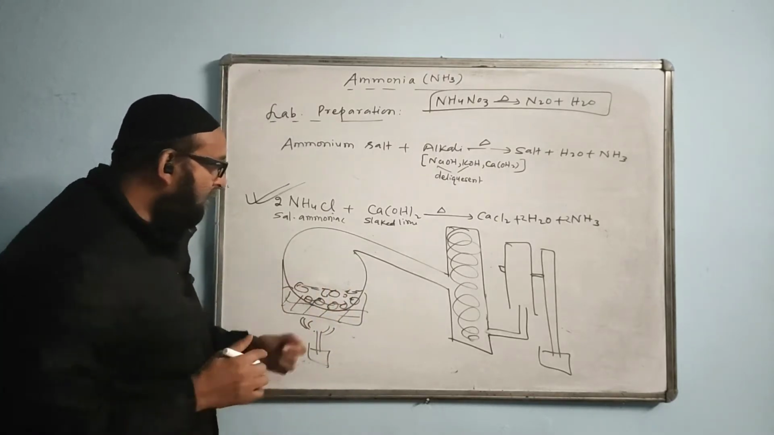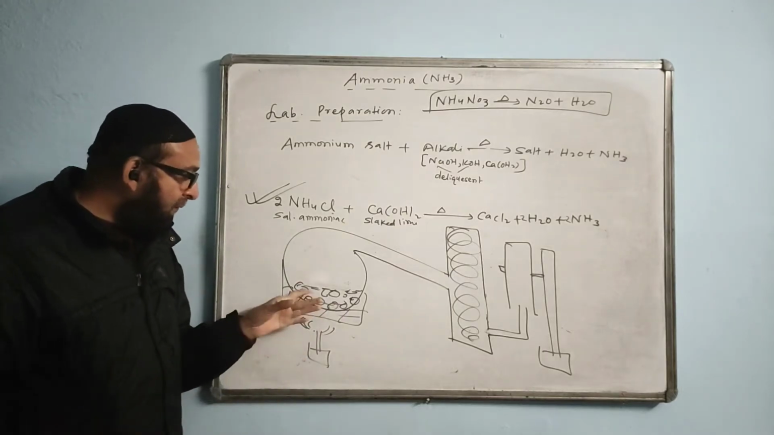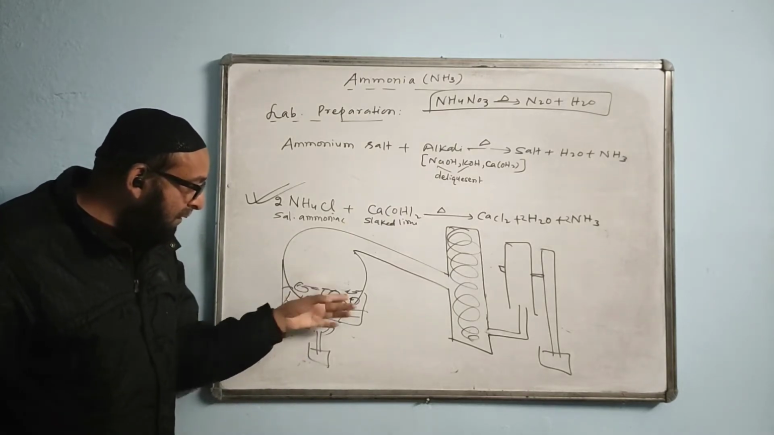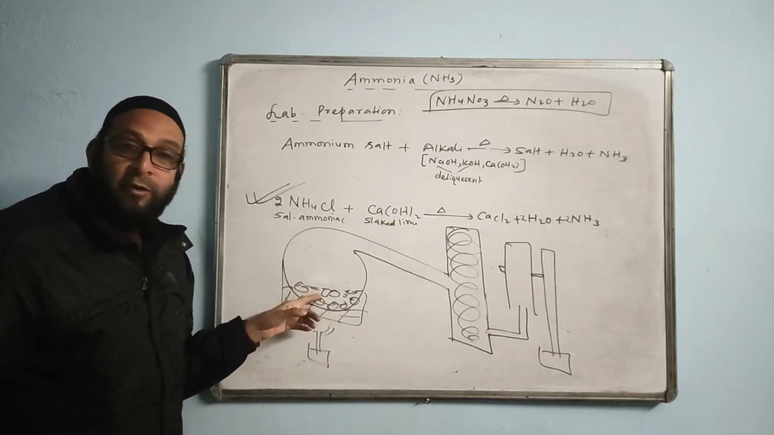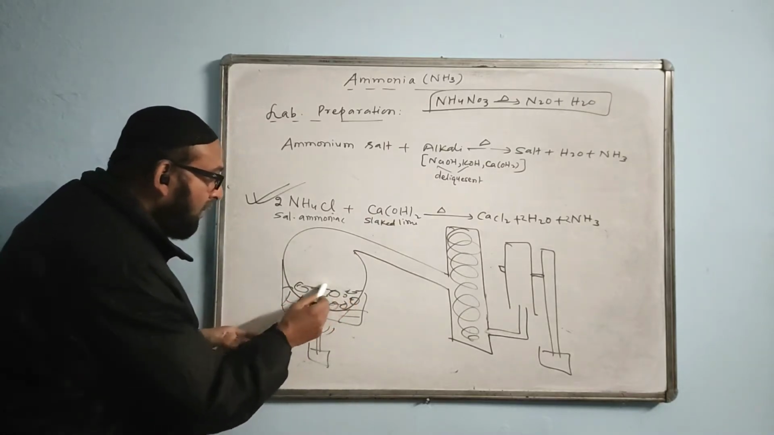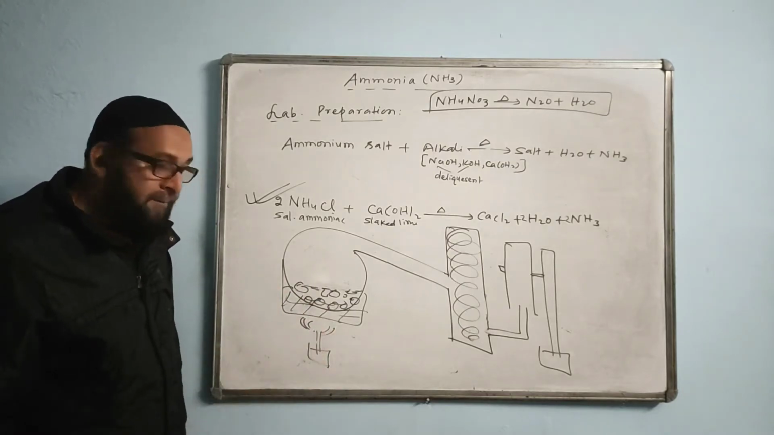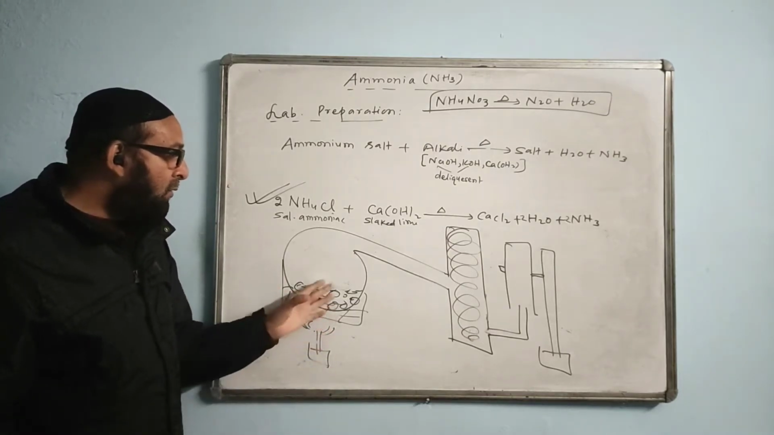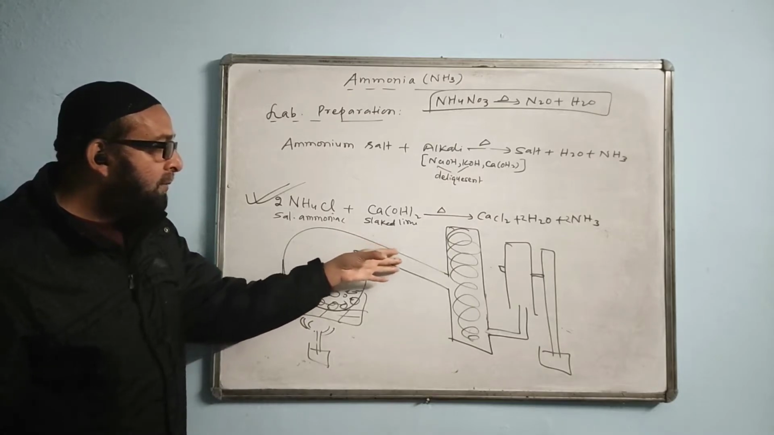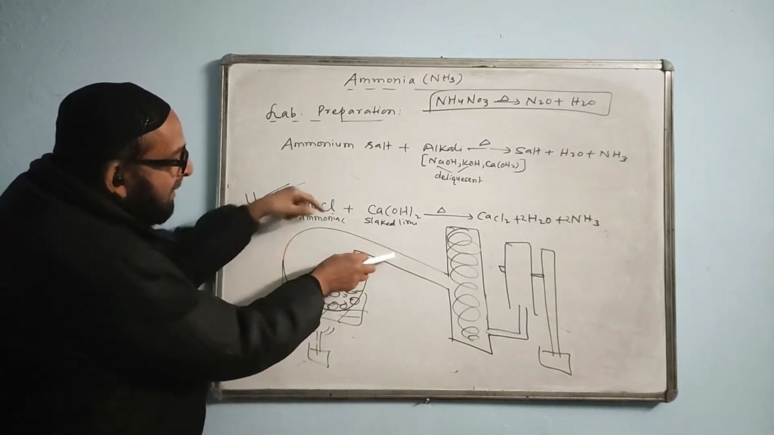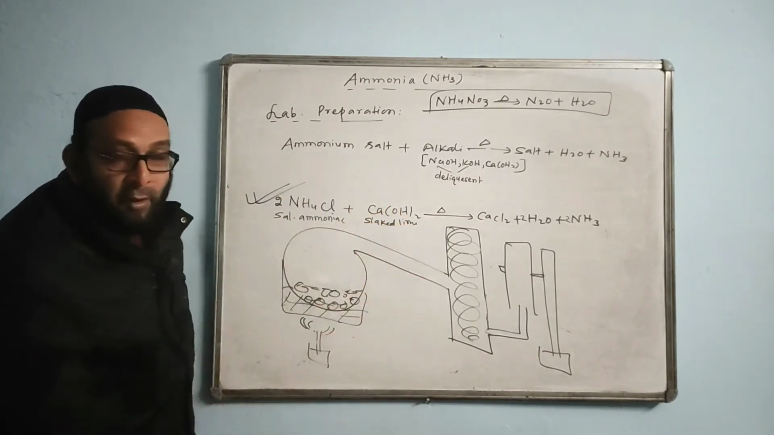We are in a flask, taking reactants. No liquid is shown, no dotted liquid side here, which means both of them are solids. We are heating, so ammonia gas is formed. And the neck of the flask is tilted downward.